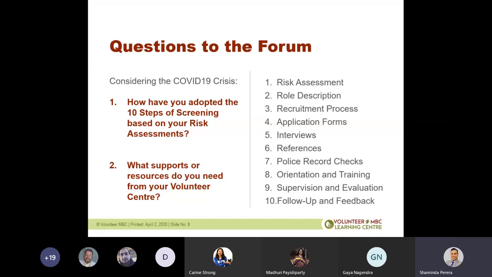So in short, today's call is all about simply remaining within the duty of due diligence, and making use of the recommendations that have been given by Volunteer Canada, the 10 steps of screening. And also remember that Volunteer MBC is here to talk about collaborations. How do we help each other out?